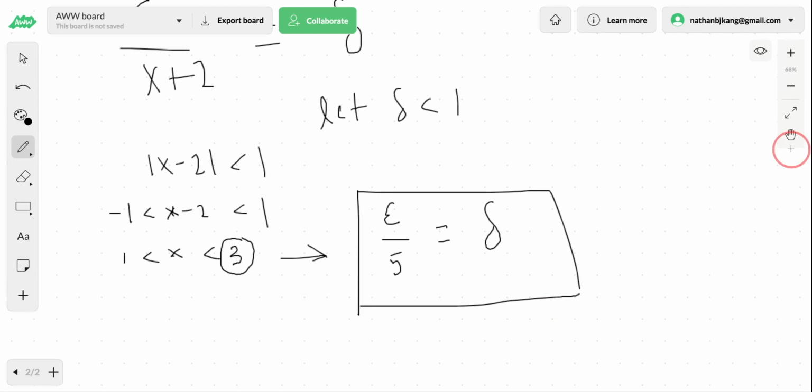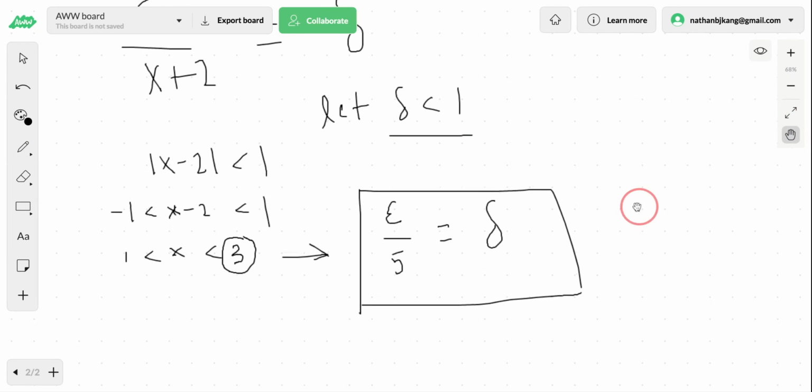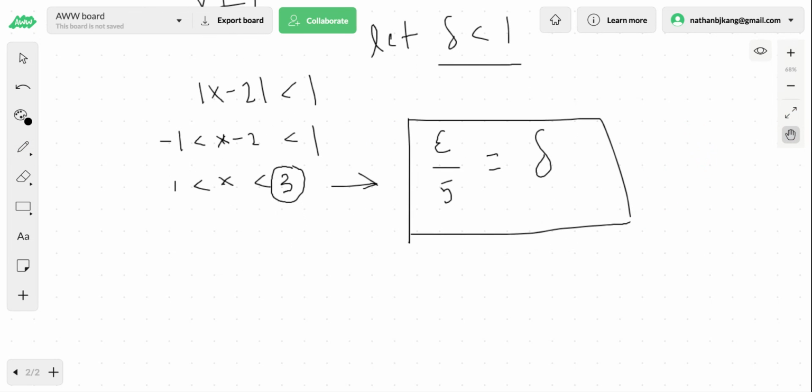Now, this is not our final answer, but this is a portion of our final answer. We need to remember that we set a restriction on our delta, and our original delta restriction was that delta is less than 1. So therefore, our final answer is that our delta min, so our smallest delta, occurs when it is restricted by 1, and our answer is epsilon over 5.